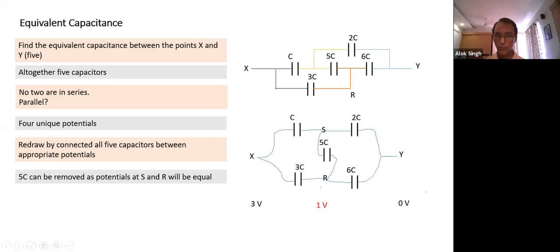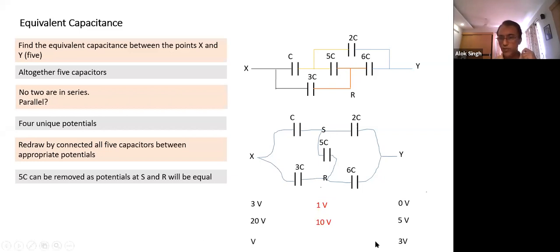So from here to here, Vx minus Vs divided by Vs minus Vy will be equal to 2C by C, in inverse proportion. So this will be 1 volt. Similarly, suppose I tell you this potential is 5 volts and this is 20 volts. Can you figure out the potential at S and R? The potential difference is 15 volts. The 15 volts gets shared between the two in inverse proportion. Out of 15 volts, this side will have a potential drop of 10 volts and this will have a potential drop of 5 volts. So this will become 10 volts.